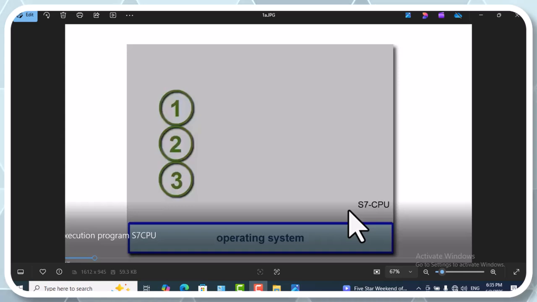Today we will discuss one of the most important topics in PLC programming: the PLC scan cycle. As I mentioned before, we could jump directly into practical programming, but my friends, I would like you to fully understand how a PLC works internally. And the reason is very simple.